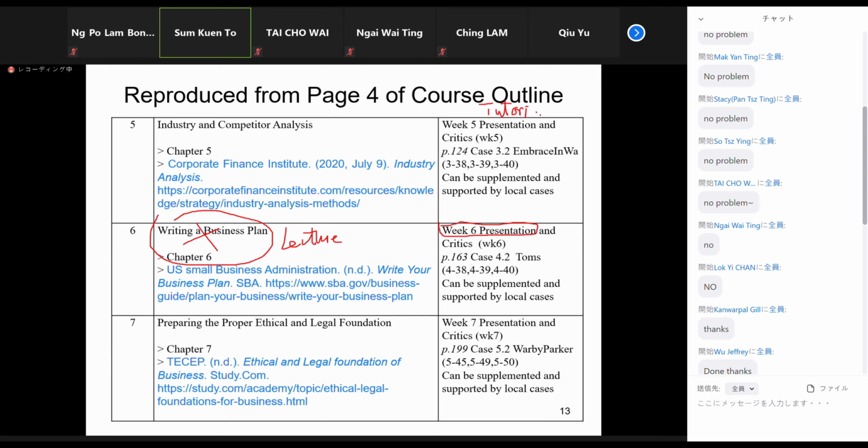So if you are presenting in week 6, the case we work on is 4.2, which means that at least you need to apply the concept from chapter 4, but you should also apply any concept from chapters 1 to 3. Whatever you have learned, you can make use of that. So don't present a wrong case.